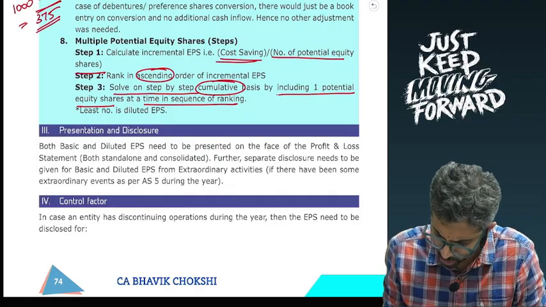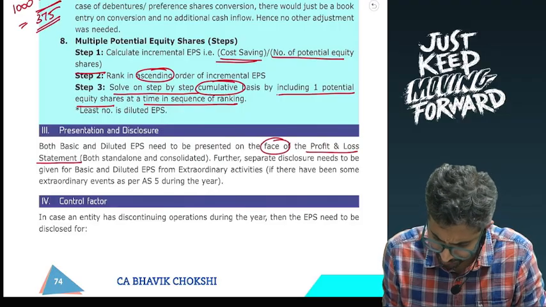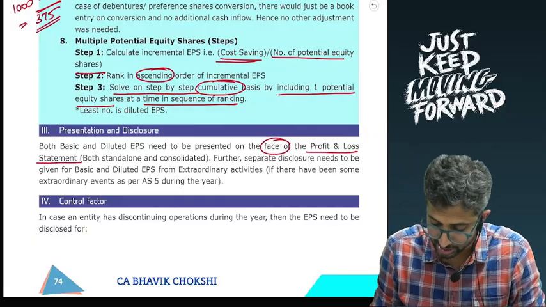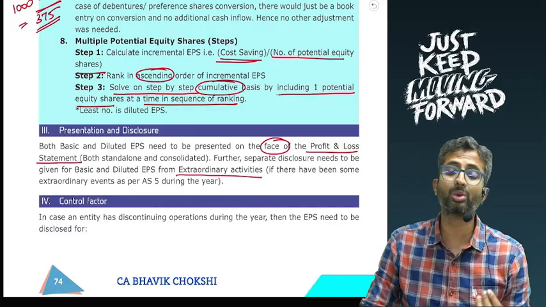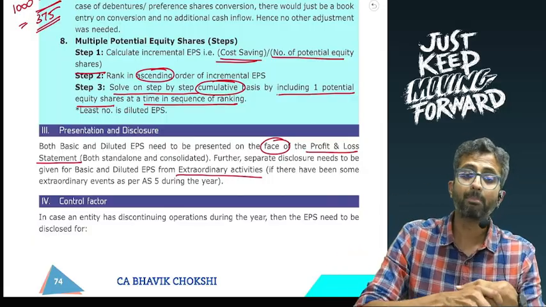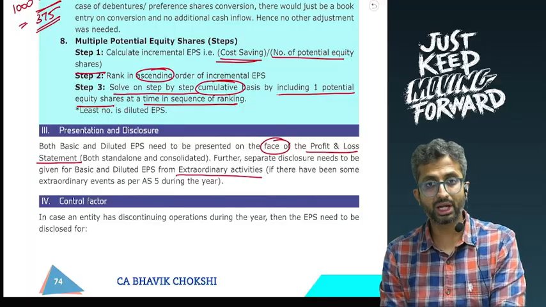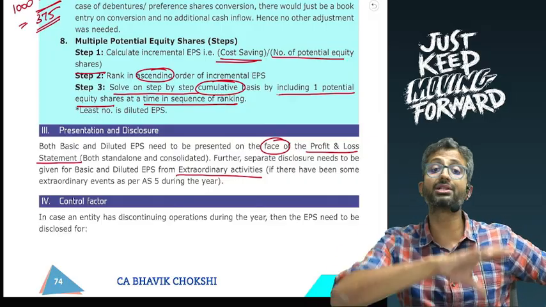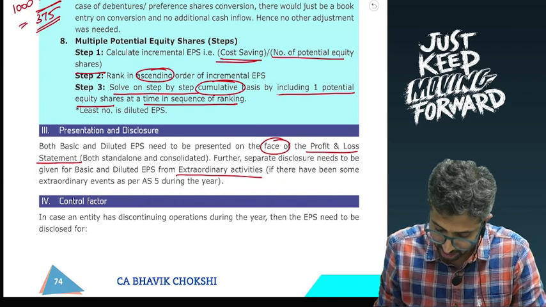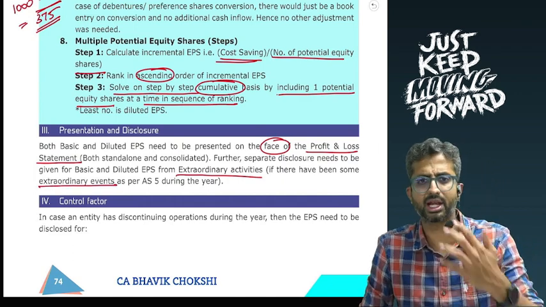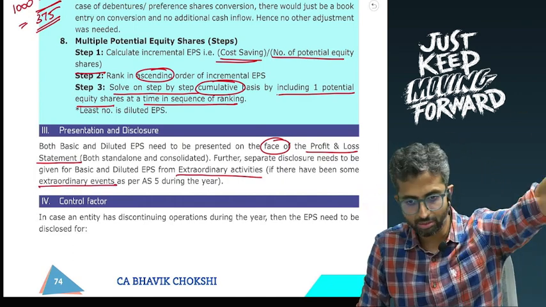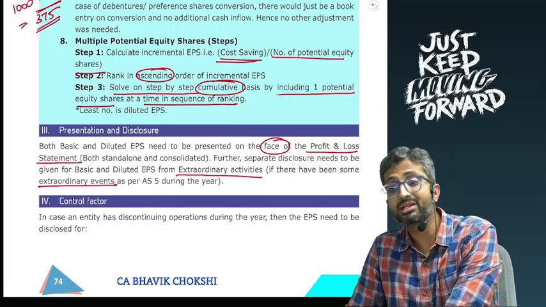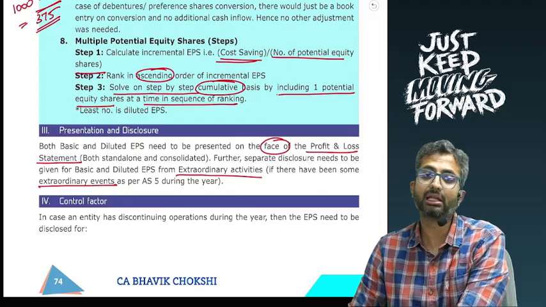Okay, presentation and disclosure. We said it should be presented on the face of the profit and loss, both standalone and consolidated. In case there are some extraordinary activities as well, then you will have to show the EPS, basic as well as diluted, before extraordinary activities, then after. This is for extraordinary activities, and then total. So basically, if there are some extraordinary events like lottery winnings, then EPS from continuing operations without extraordinary activities, then separately EPS from extraordinary activities, and then the total EPS.